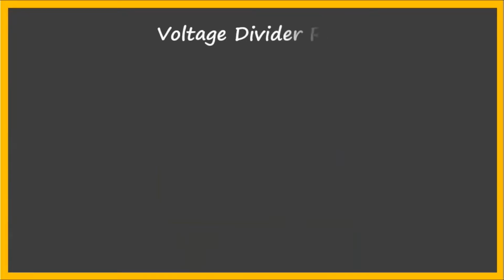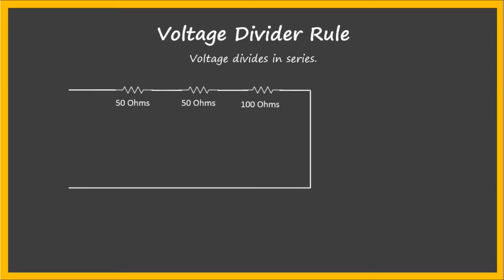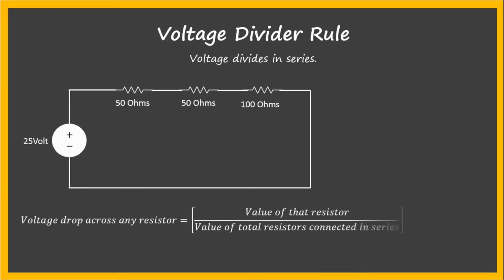Continuing the voltage divider rule. When resistors are in series, the voltage divides across them. Suppose there are 3 resistors connected in series. There is a 25 volt source powering the circuit. Let's first look at the formula used for the voltage divider rule. According to this formula, if you want to calculate the voltage across any resistor, you have to divide the value of that particular resistor by the value of all resistors added and then multiply it by the total voltage, which is 25 volts here.